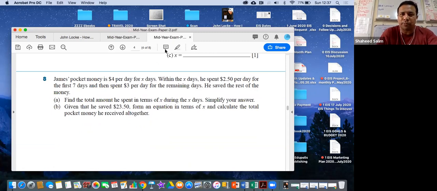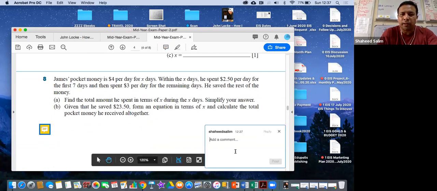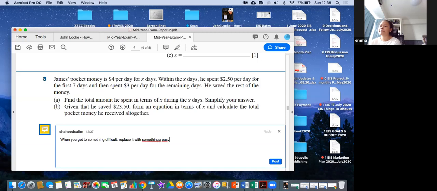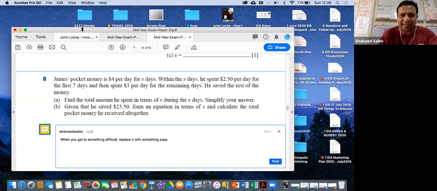Remember, this is the principle. When you get to algebra, whatever part in maths, I think I've told you before, when you get to something difficult, replace whatever you can with something easy. Now, over here, what is difficult is this X thing. This term X causes you to be a little bit confused.